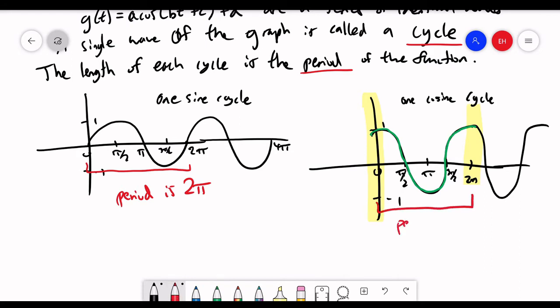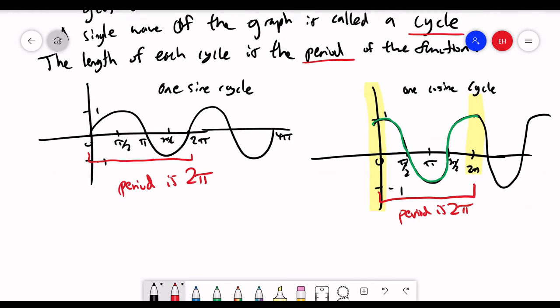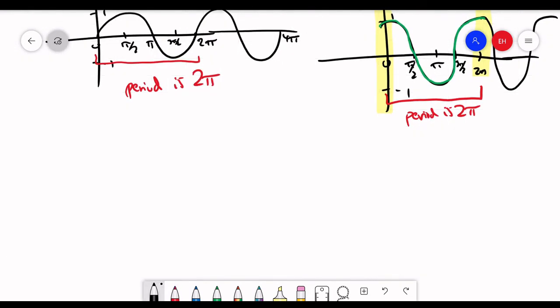Well, it's the same as sine. It also takes 2 pi worth of time or 2 pi worth of angle to go through the function before it completes that cycle. So we've got the basic period for sine and cosine. It's 2 pi. And what happens when we multiply numbers on the inside? How does it impact the period?